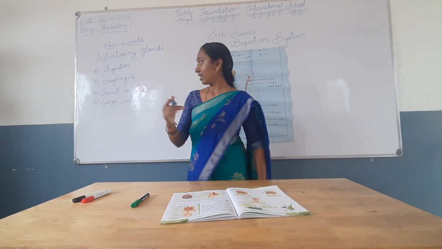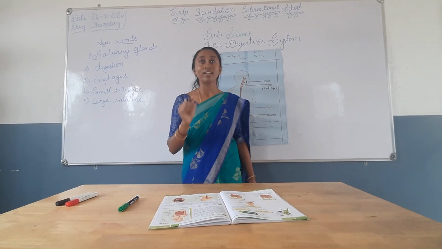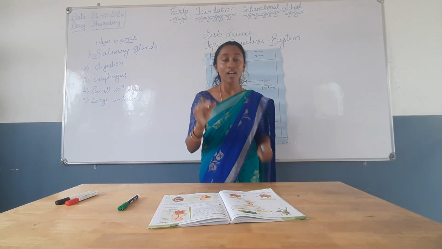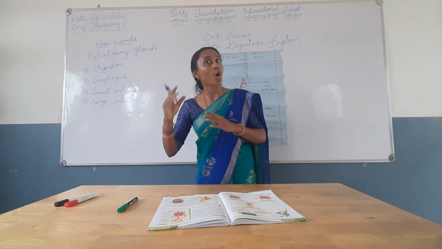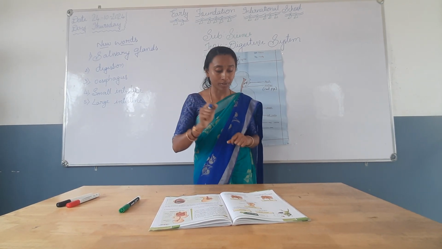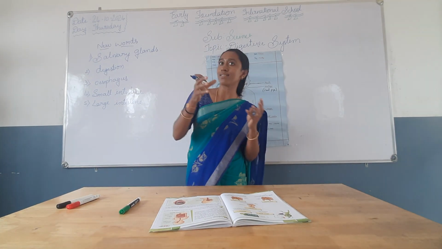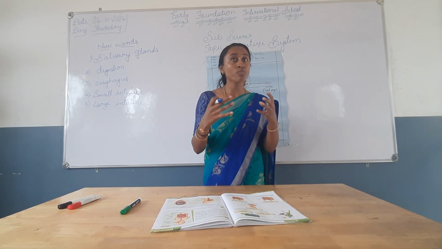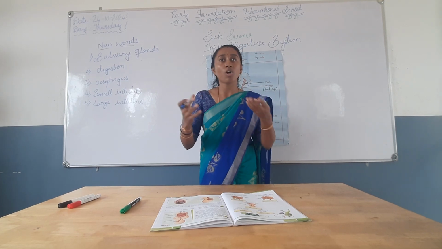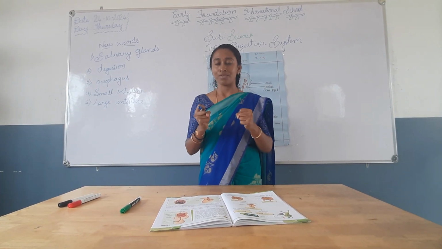Now, next one is small intestine. What do you mean by small intestine? Small intestine is a long, narrow, coiled tube. It is like a coiled tube which absorbs all the nutrients from the digested food. What will the small intestine do? It will absorb all good nutrients from the digested food.